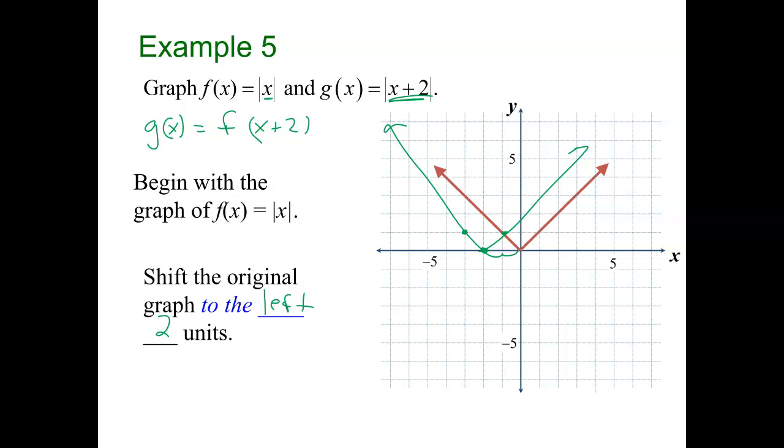All of those points, so 0, 0, became negative 2, 0. No, the grouping is just telling you the parent function. The movement is where that addition or subtraction is taking place. If it's inside of a grouping symbol, absolute value, parentheses, a square root, that means left or right. If it's outside of the grouping symbol, that tells you up or down.